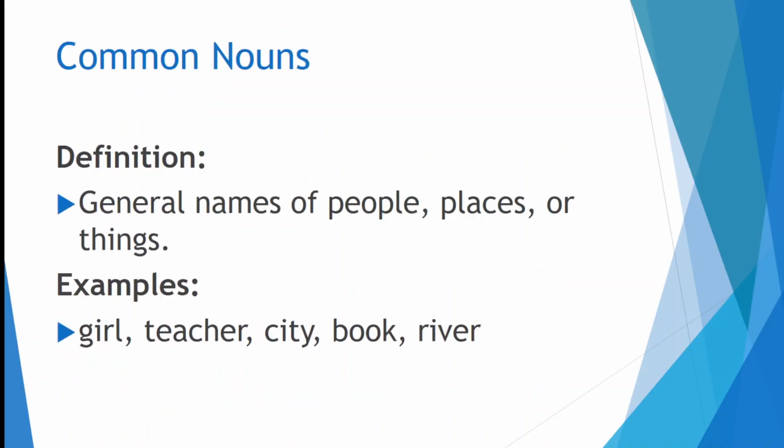Second one is common nouns. Common nouns are general names of people, places, or things. For example, girl, teacher, city, book, river. All these are examples of common noun.